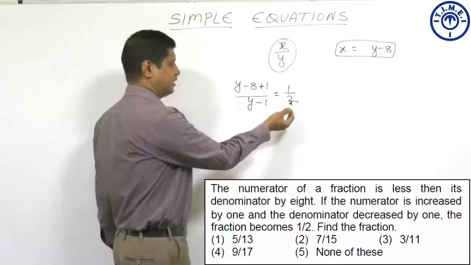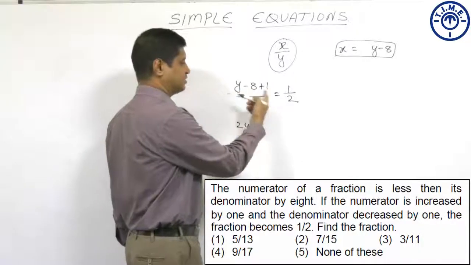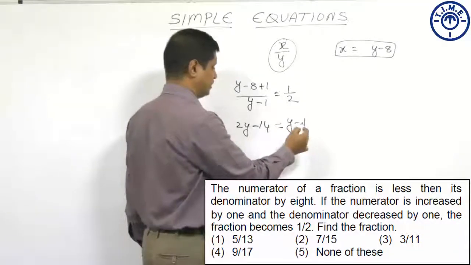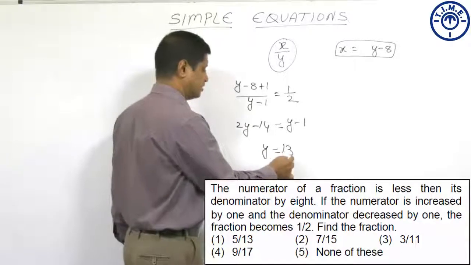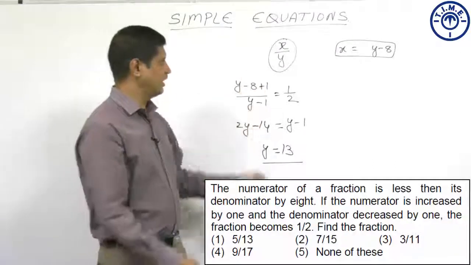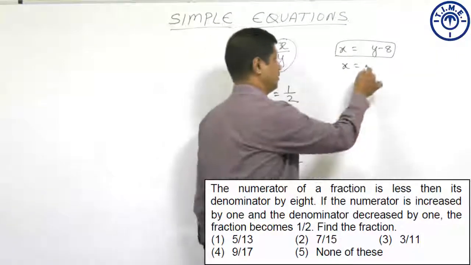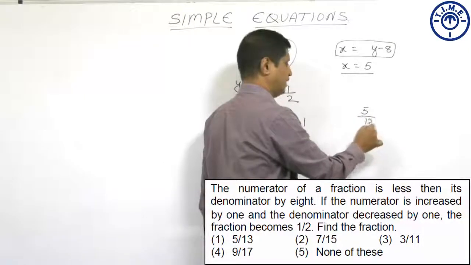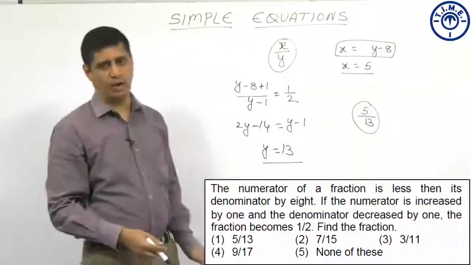Now, cross multiply, the result is 2 into y, 2y. Now, the sum of these two, minus 7 into 2, is minus 14, is equal to y minus 1. Take variables on one side and numbers on the other side, results in the value of y as 13. When the value of y is 13, the value of x is equal to 13 minus 8, it is 5. So, what is the fraction? x by y means 5 by 13 is the fraction. 5 by 13 is the fraction, means option 1.